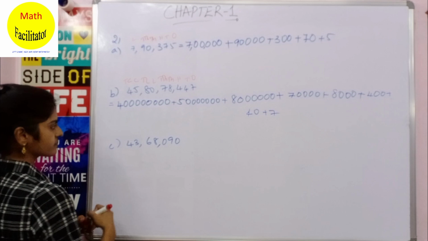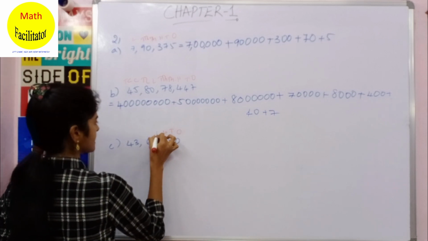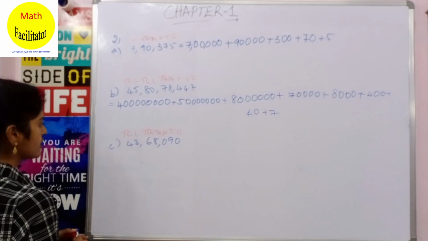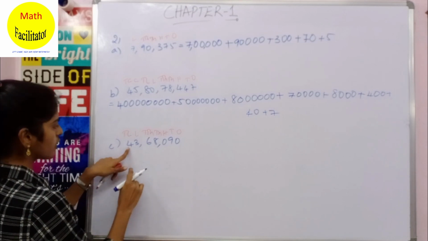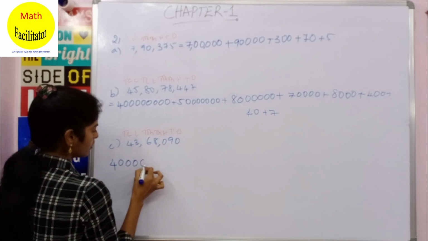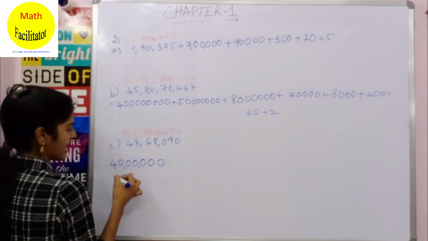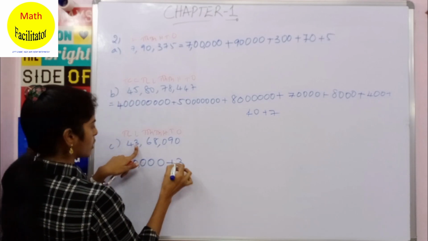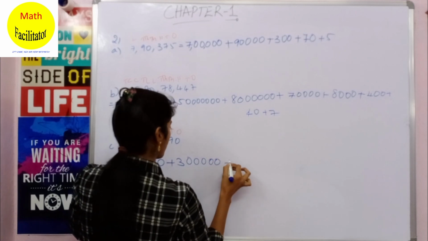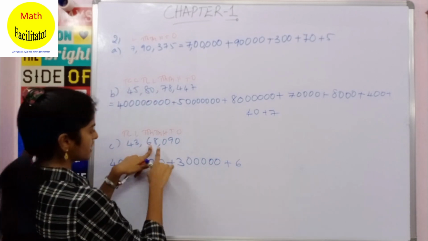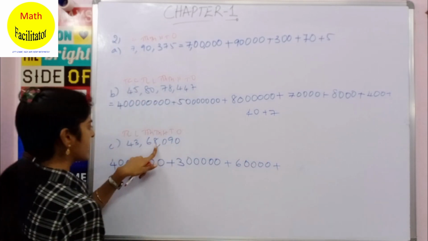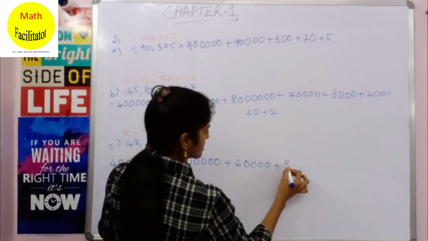Now here this is ones, tens, hundreds, thousand, 10,000, lakh, 10 lakh. Okay, so here also you will write 4 along with how many zeros? 1, 2, 3, 4, 5, 6. Okay, and again plus 3 along with 1, 2, 3, 4, 5 zeros. Plus 6 along with 1, 2, 3, 4 zeros. Okay, plus 8 along with 1, 2, 3 zeros.